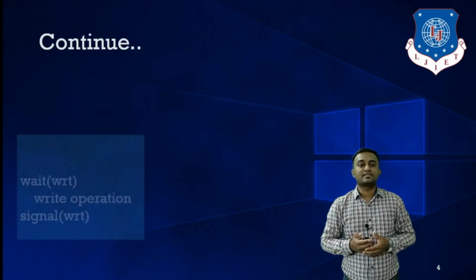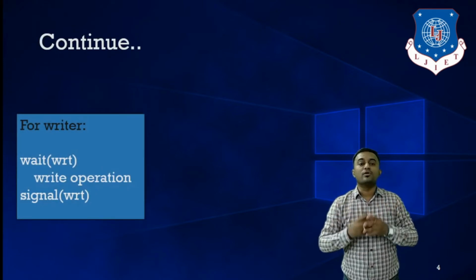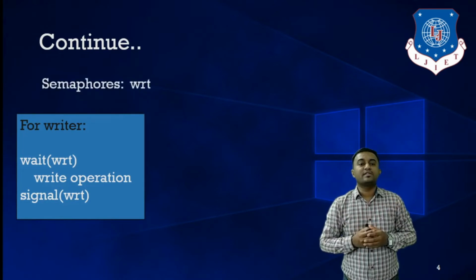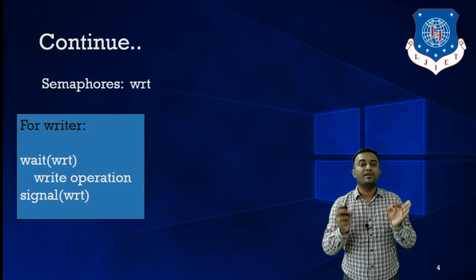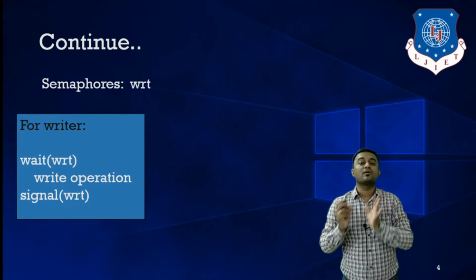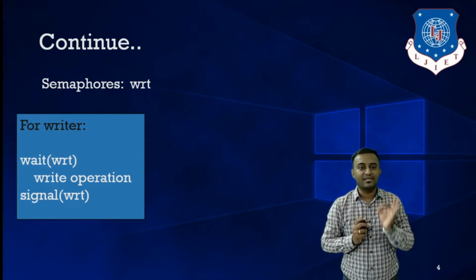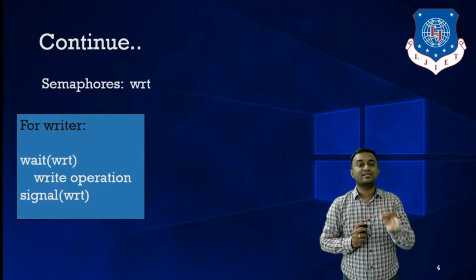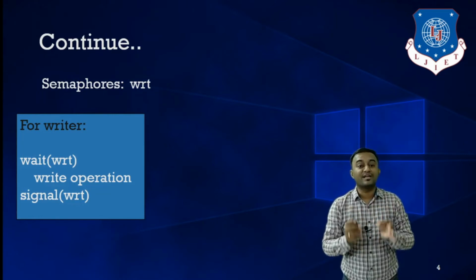First of all, we will discuss the writer code, and we will understand the writer code with the help of semaphore. You know very well that a semaphore is nothing but an integer variable. When we are using a semaphore for the critical section problem, that semaphore value is always initialized to 1. You have to keep that in mind, because in this case we are trying to solve the critical section problem with the help of semaphore.